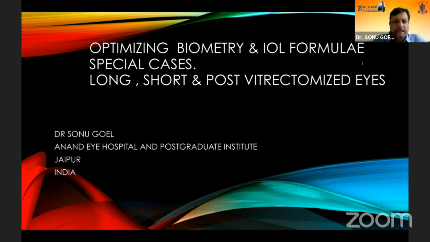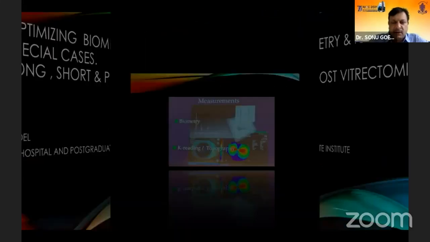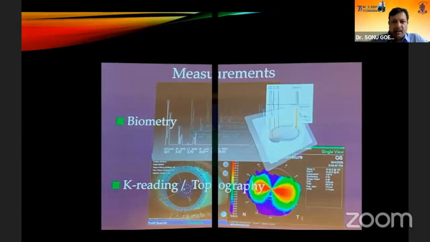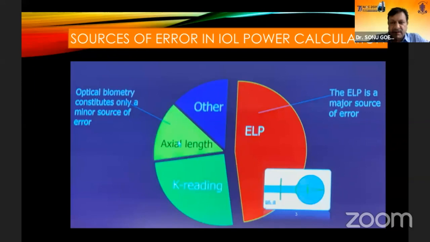So we all know that the measurements in cases of IOL power calculation basically boil down to biometry and the keratometry readings, be it a topographer or any of the corneal measuring devices, an ordinary keratometer. Sources of errors in IOL power calculation: over these years, we've been thinking that the axial length, the keratometry readings, and maybe the ocular surface are the major causes of error in IOL power calculation.